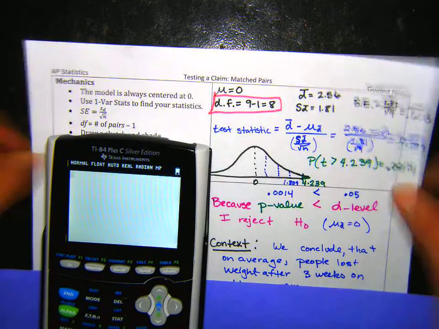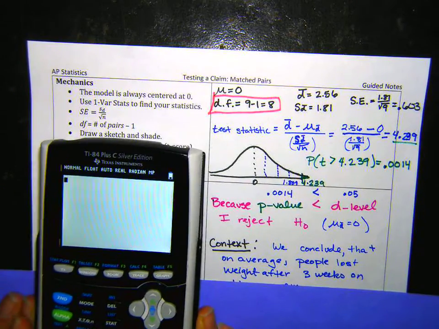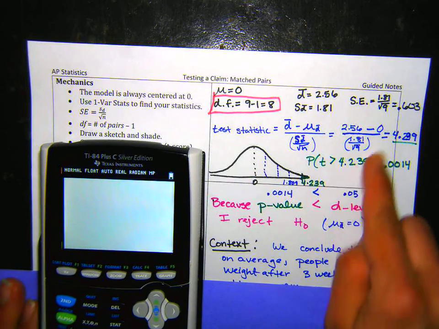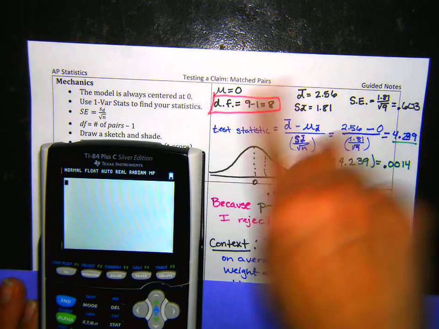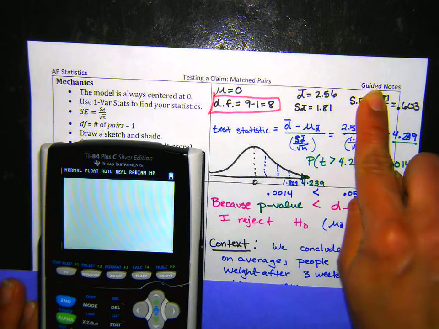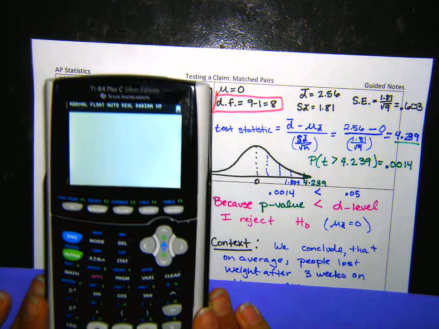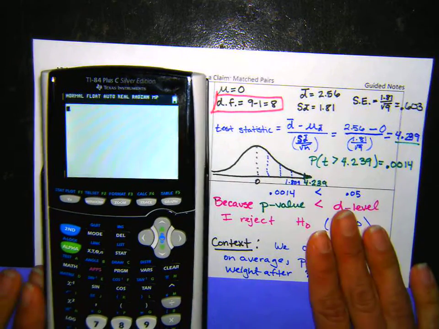Here's some bonus material, something you may or may not know how to do. If you're running low on time on the AP test and don't have time to do all of these calculations, you can actually use the calculator on the whole test. And if you read in your book like you're supposed to, it showed you how to do these tests in the calculator. So follow along with your calculator.